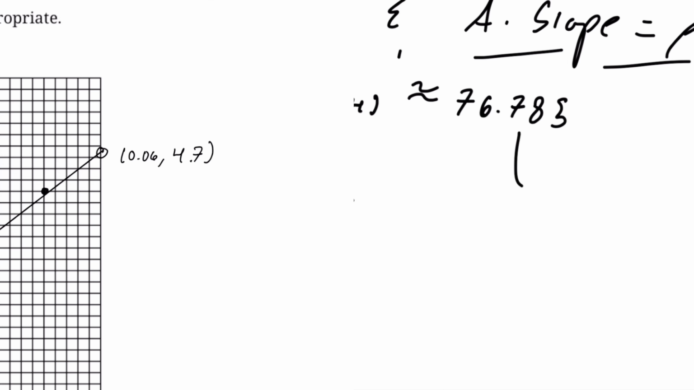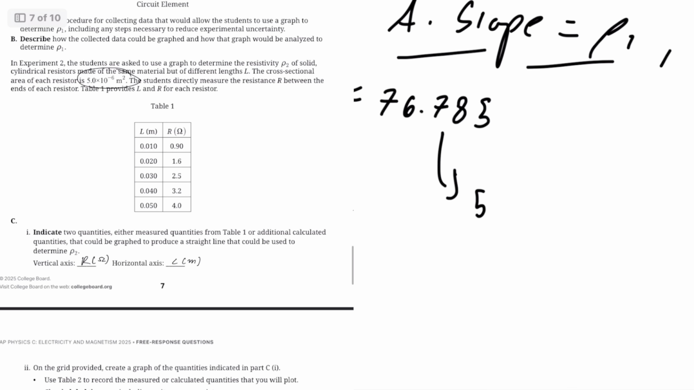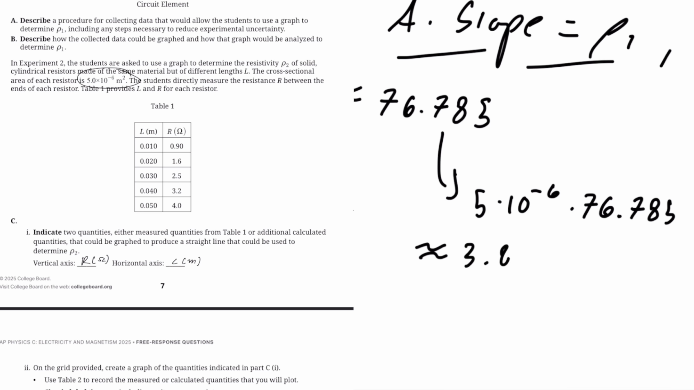And now, like I said earlier, if I multiply a by that slope, which was 5 times 10 to the negative 6 times 6.785, that is roughly equal to 3.839 times 10 to the negative fourth. And resistivity is in ohm meters. And there we go. That's pretty much all you need for that question.